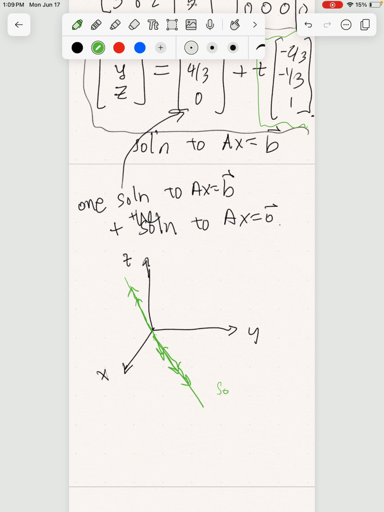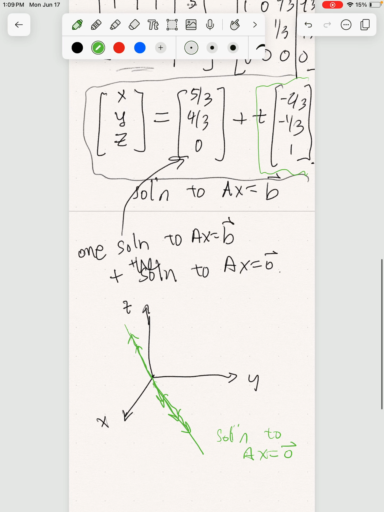So that's the solution to Ax equals 0. And Ax equals b is this line, but then plus 5/3, 4/3, 0. Well, what do you get when you take a line and then add a vector? You get a line that's shifted by that vector. So for instance, if you take 0, 0, 0 here, and then add 5/3, 4/3, 0, you're going to get 5/3, 4/3, 0.